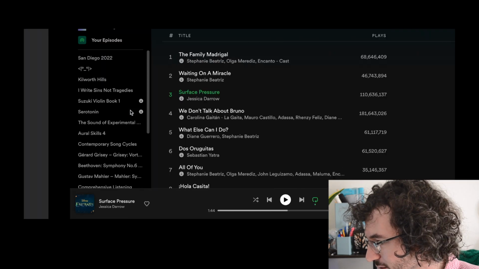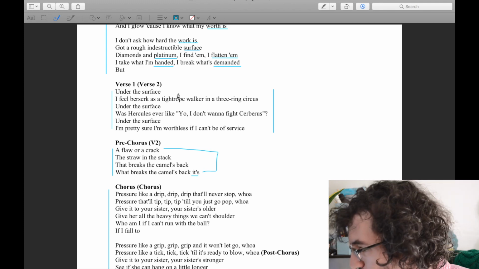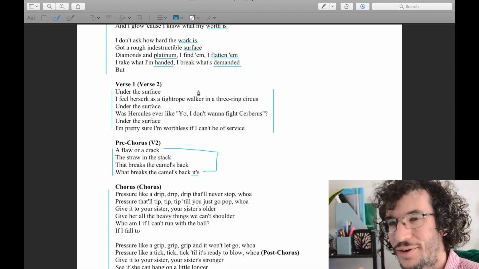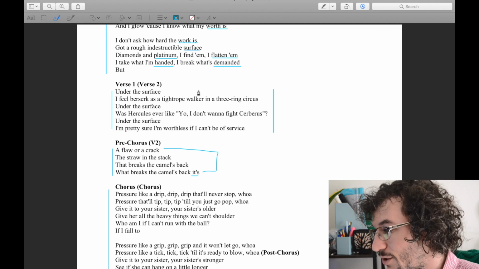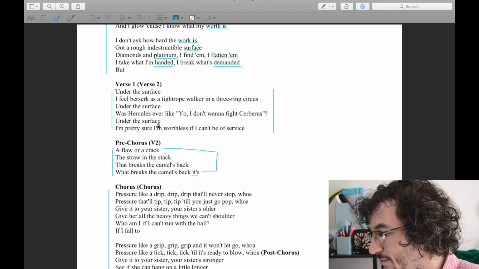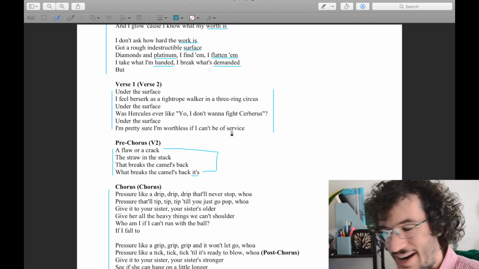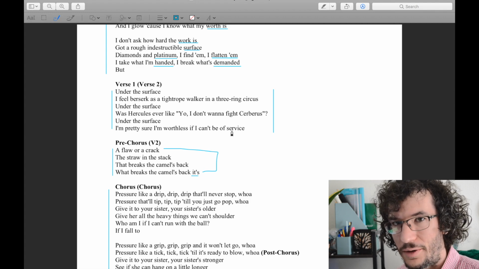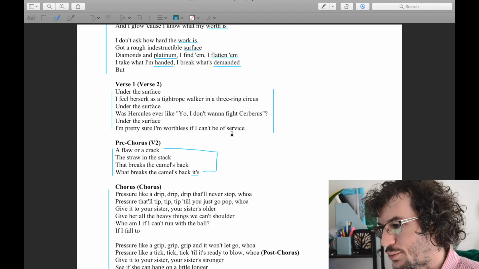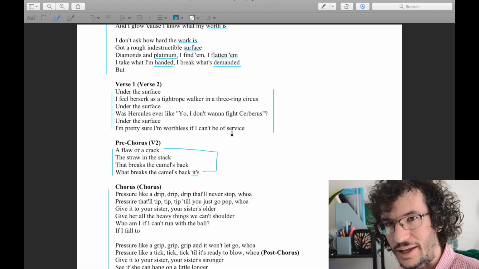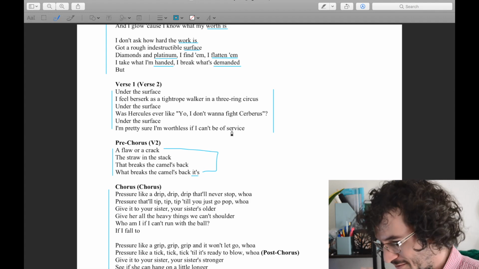And I think the answer is both. So you can rhyme surface with circus and Cerberus, but then you can also rhyme surface with service, right? So it's kind of like using the duality of that vowel to make all these rhymes work. Very interesting, kind of like a quirky English rhyming thing here.